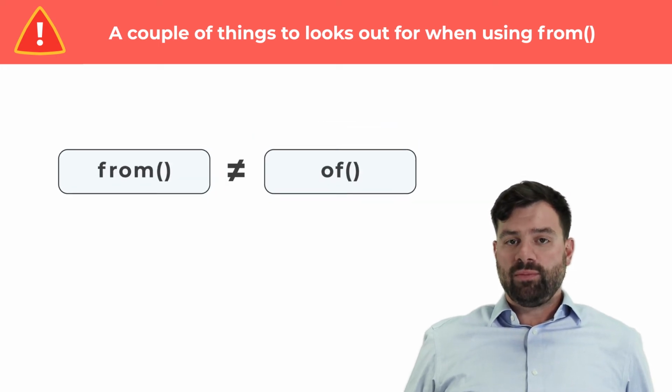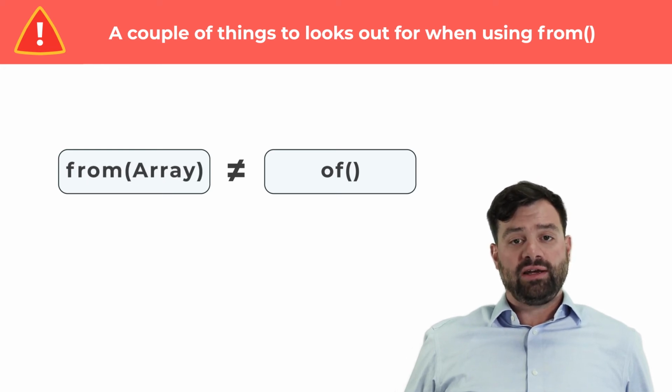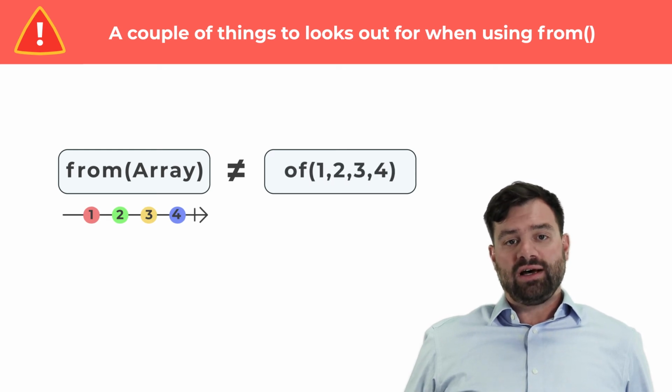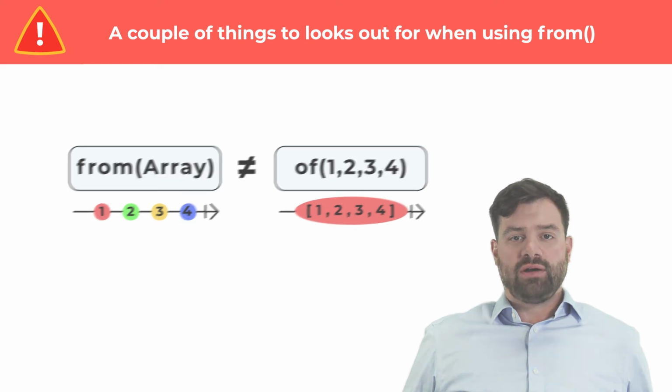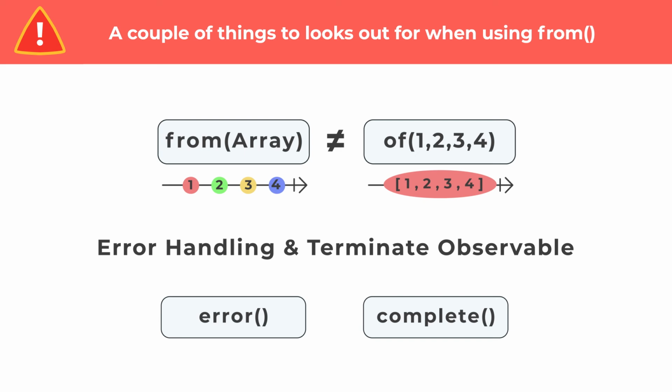Don't confuse from with of. Both create a new observable stream given an existing data set, but only from will handle flattening and emitting each value in the result with next. Whereas of will emit the entire result the next time next is called. Understand that if you need fine-grained control over error handling or need to explicitly terminate the observable's execution, you'll need to implement the observer's error and complete callbacks. In this case, you'll need to opt for the longhand approach of creating the observable with its constructor.